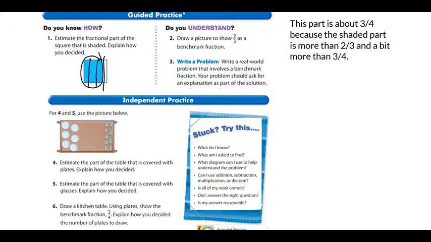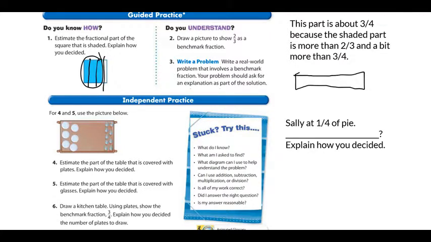Number 3 says, write a real world problem that involves a benchmark fraction. Your problem should ask for an explanation as part of the solution. So we could use explain how you decided or something like that. All right, so I'm going to start it off for us, and I'm going to have you guys write the question. So if I were to say, Sally ate 1/4 of, I'll say pie. Whoa, she must have been hungry. Sally ate 1/4 of a pie.